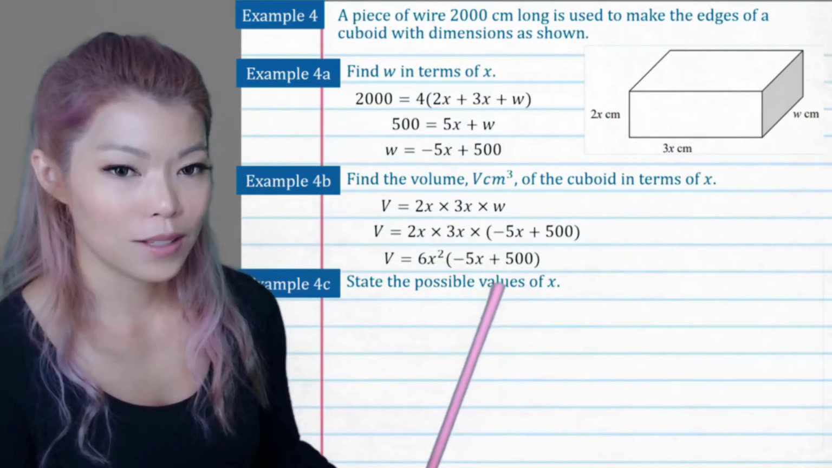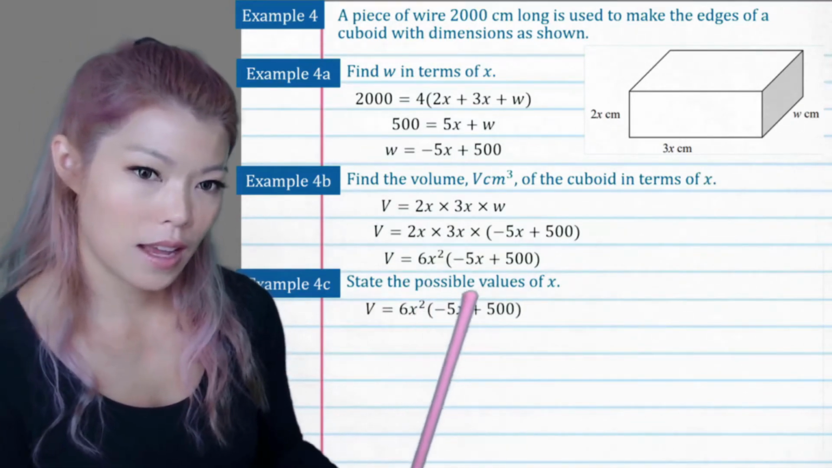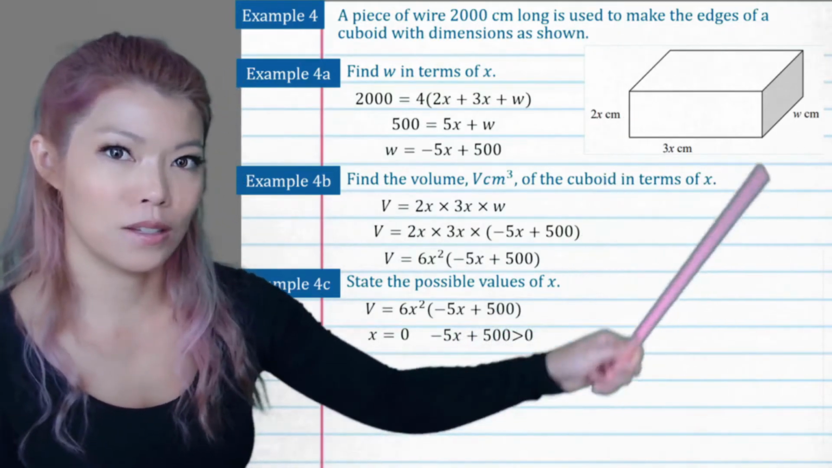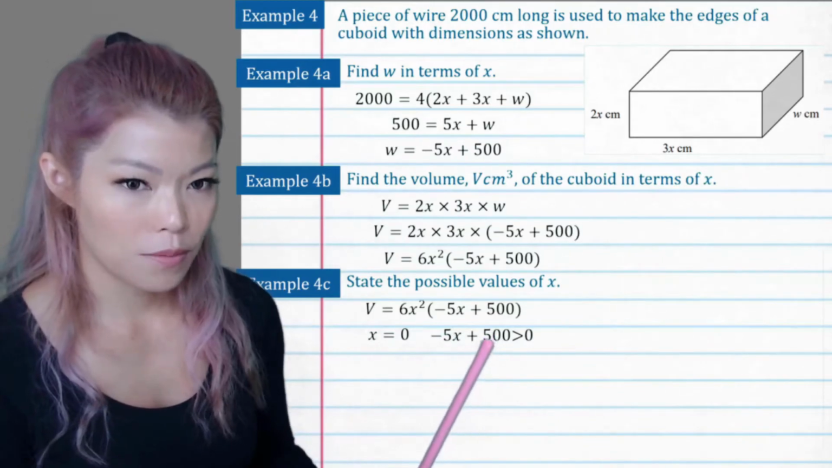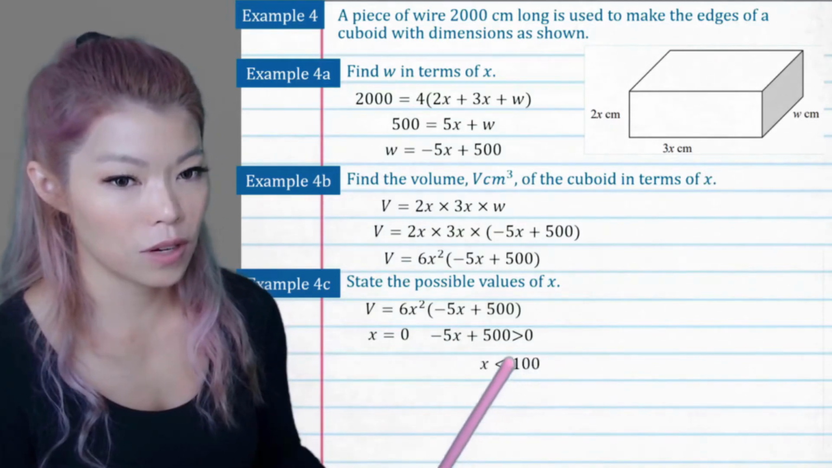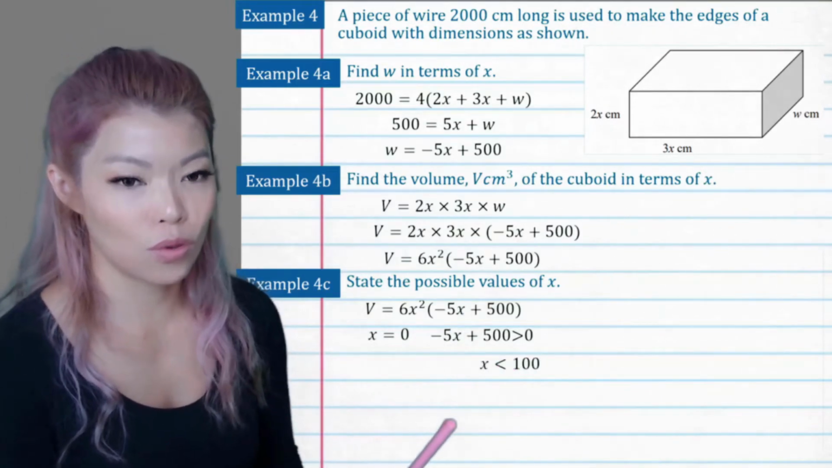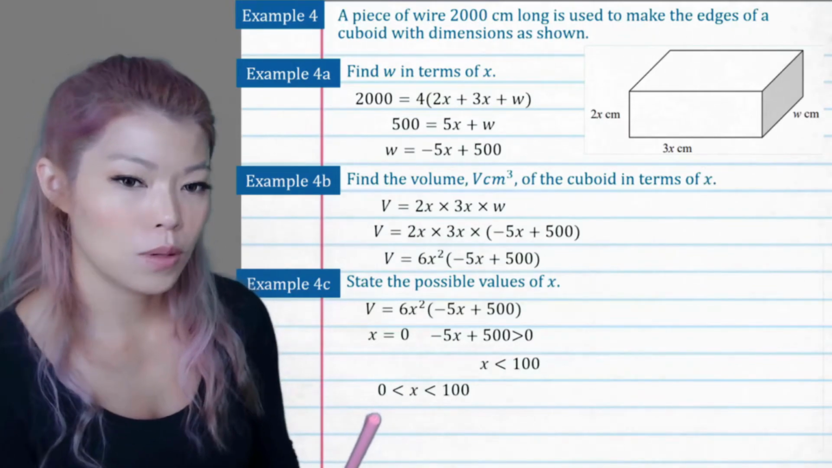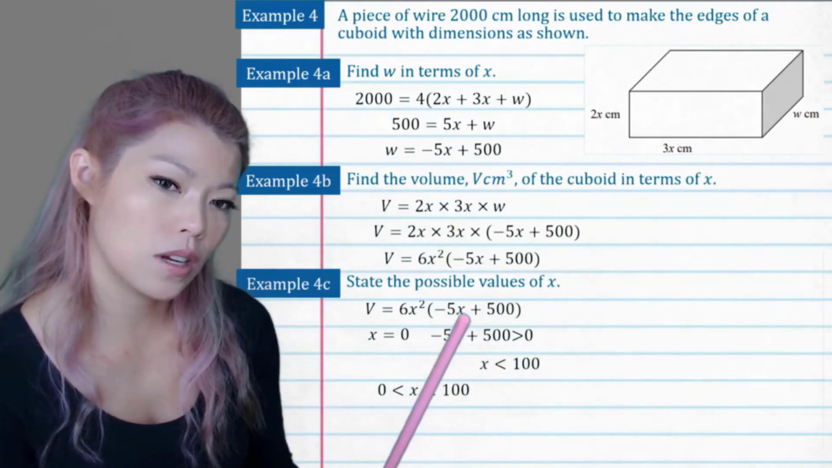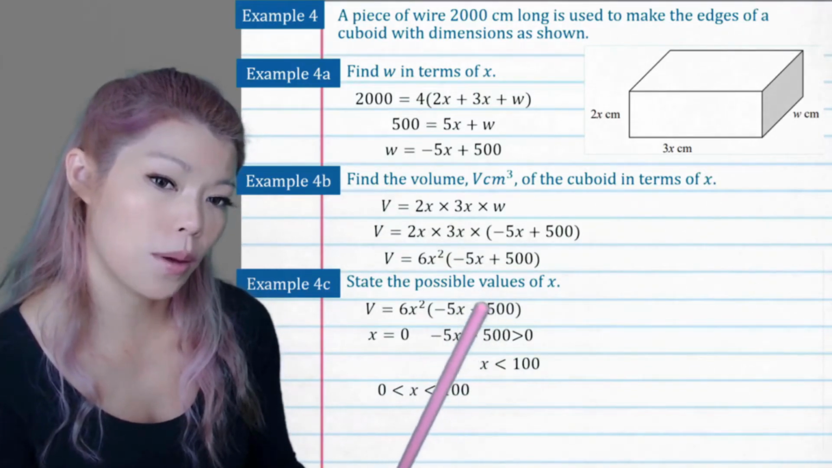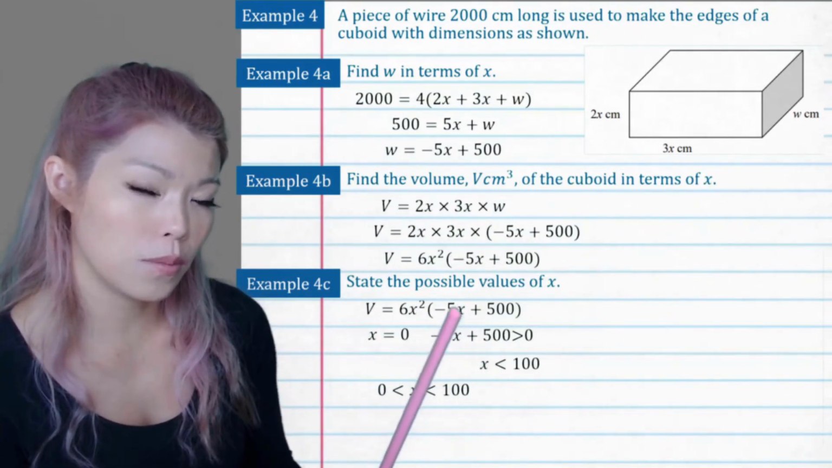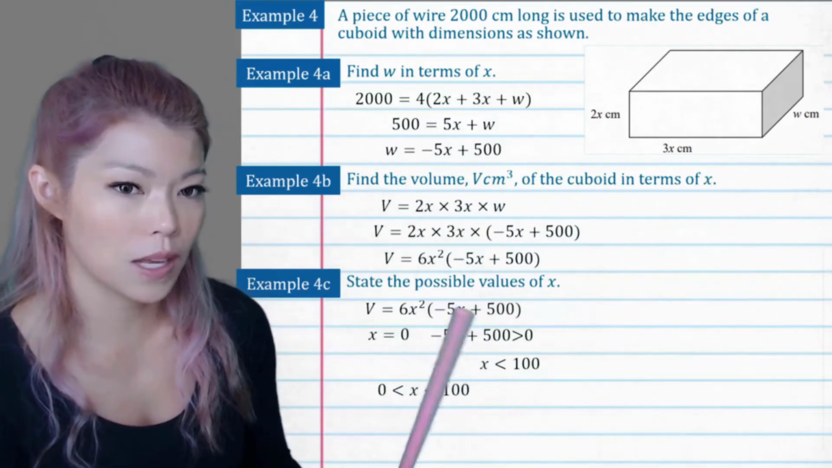State the possible values of X. Now we can look at this and solve for X, but we also know that it has to be greater than 0, otherwise you'll have no length. So solving for that, bring the 500 over as negative 500. Dividing by negative 5 means 100, and you change your sign. So X has to be less than 100. So X is between 0 and 100. Double check, if X was 100, minus 5 times 100 is 500, it will give me 0 for that bracket. And if X is anything more than 100, that negative is going to be very big, and it's going to make this negative, which doesn't make sense for a volume.